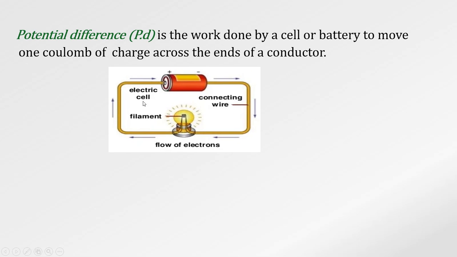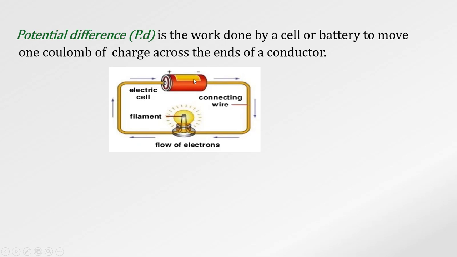I can explain that with this diagram. If I have here a cell, this cell is going to push the charge, the electrons, to move from the negative terminal through this connecting wire and come to the positive one. But to do that, this cell has to do work, has to provide the force that pushes this electric charge to move through this.